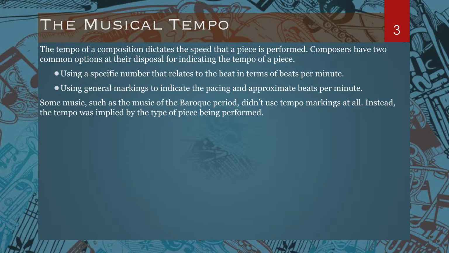Or they can use a more general marking to indicate the pacing and approximate beats per minute. And a more general marking gives more leeway to the conductor to interpret the piece however they want. So using a specific number would be more beneficial to a composer who knows exactly how fast they want a piece to be performed, and a more general marking would be good for a composer that wants to leave more interpretation up to the conductor. Some music, such as music of the Baroque period, didn't use tempo markings at all. Instead, the tempo was implied by the type of piece being performed. So they just sort of knew, based on the kind of piece it was, how fast or slow to play it. So there wasn't really a need for tempo markings.